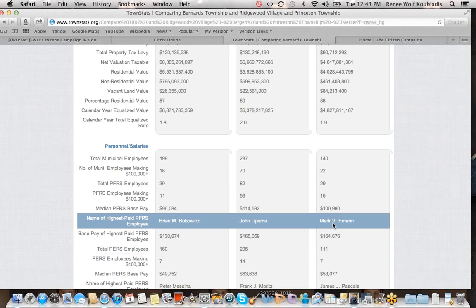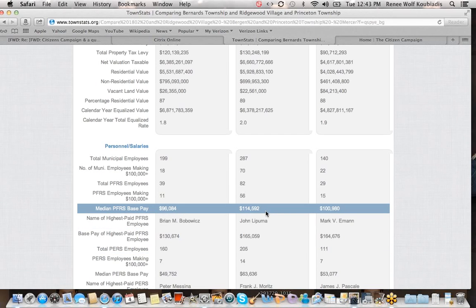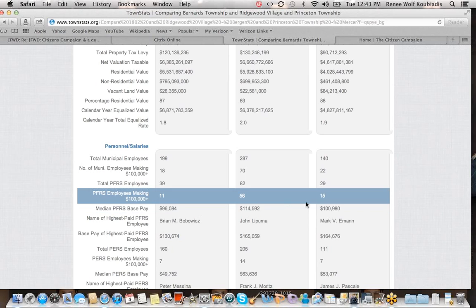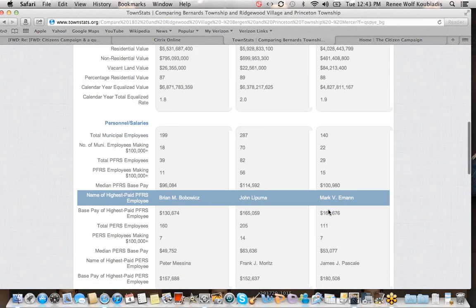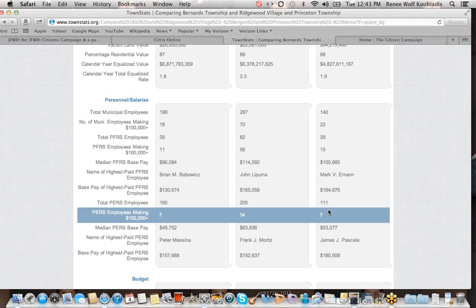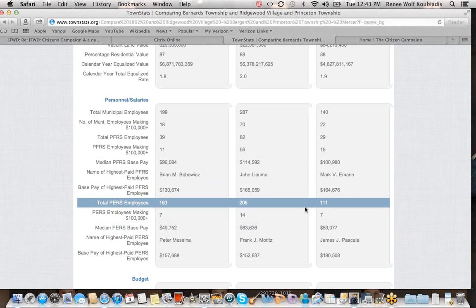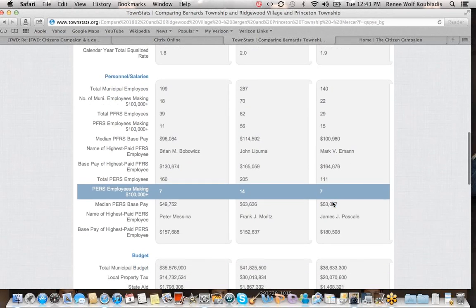The median police salaries in Ridgewood are 114,000 versus 96,000 in Bernards Township, and 100,000 in Princeton Township, for example. Total number of employees in the town: you have 24,000 residents in Ridgewood with 205 employees. Princeton Township with 16,000 has 111. Obviously, a much smaller municipal workforce overall.